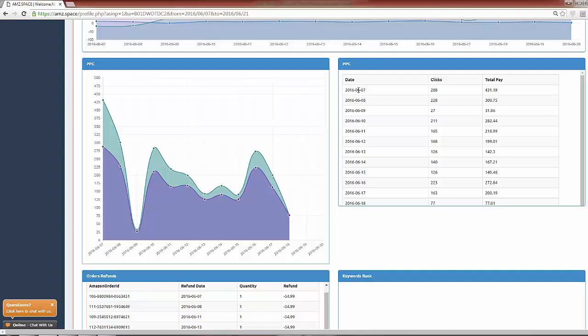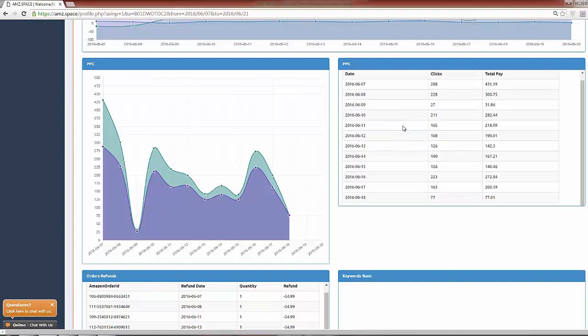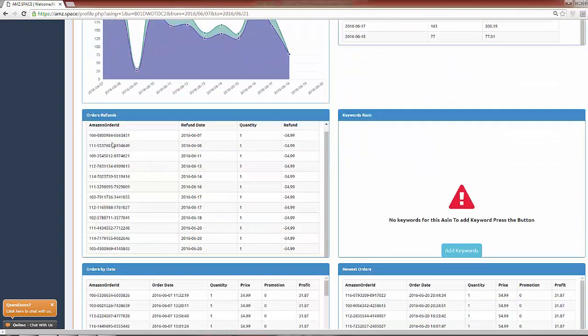To the right of that, we have a table with our PPC campaign. Now we have date, clicks, and total amount paid. Below this, we have a table of our order refunds, including Amazon order ID, refund date, refund quantity, and refund amount. To the right of this, we have what would potentially be a table of keyword tracking to track your keywords in relation to your PPC campaign.